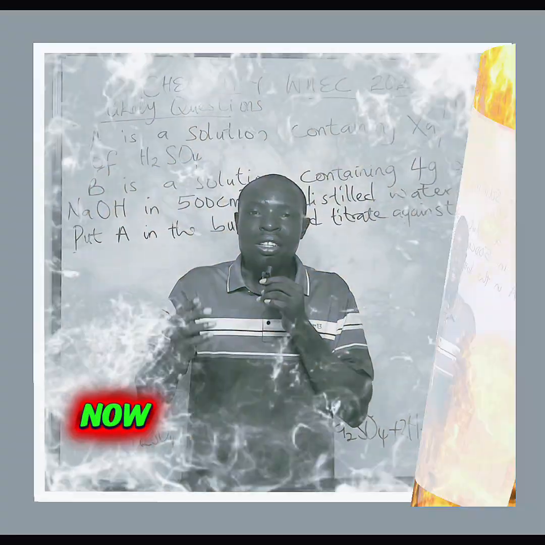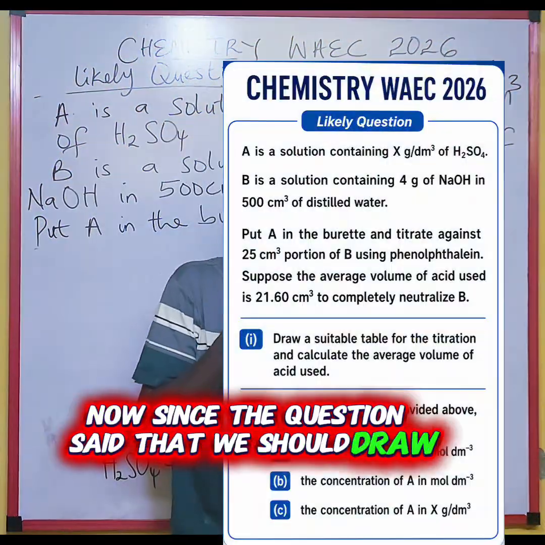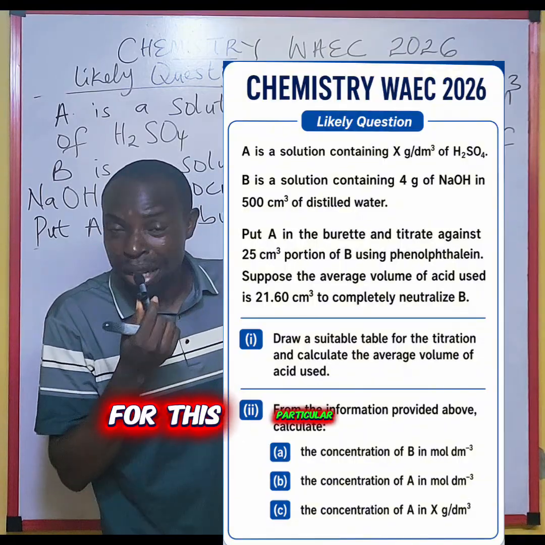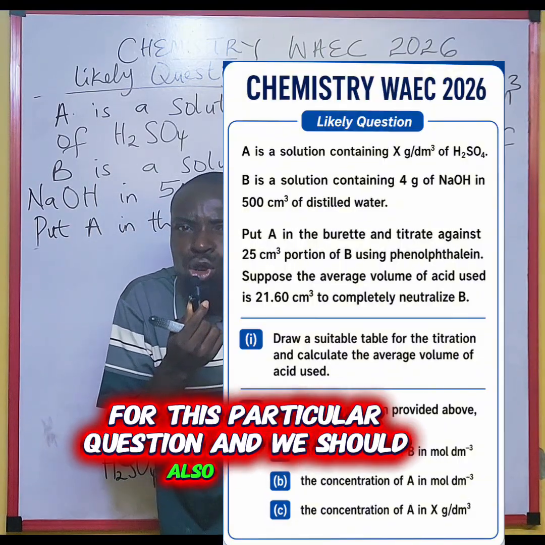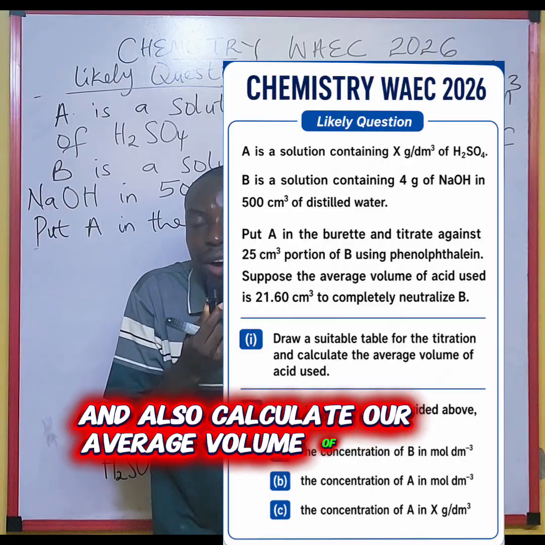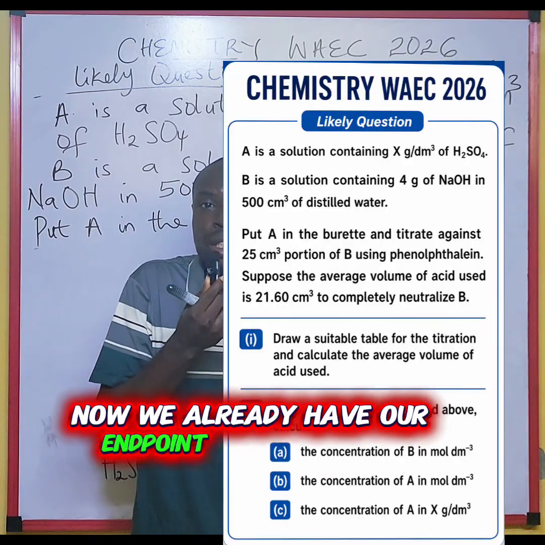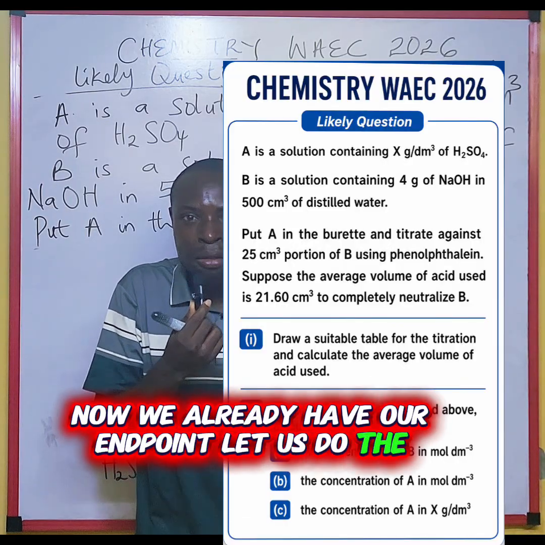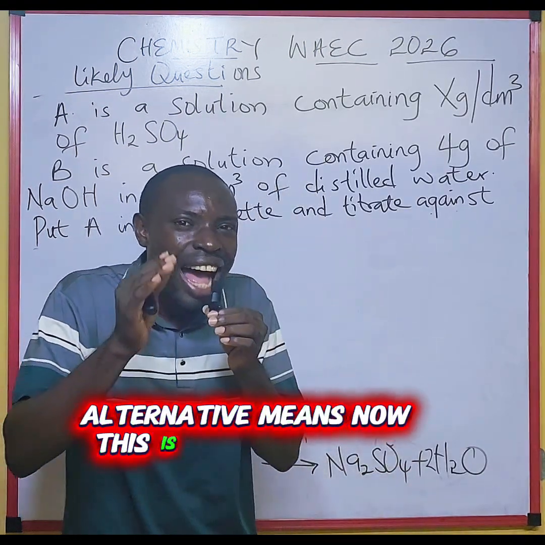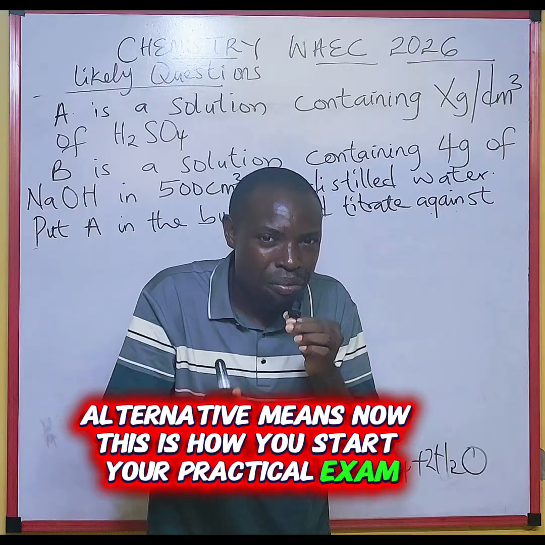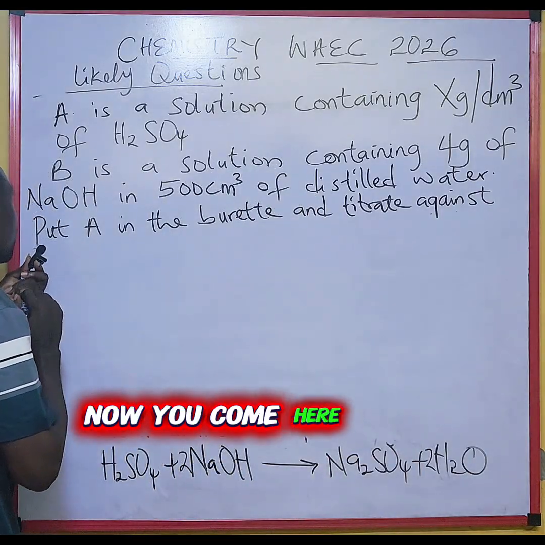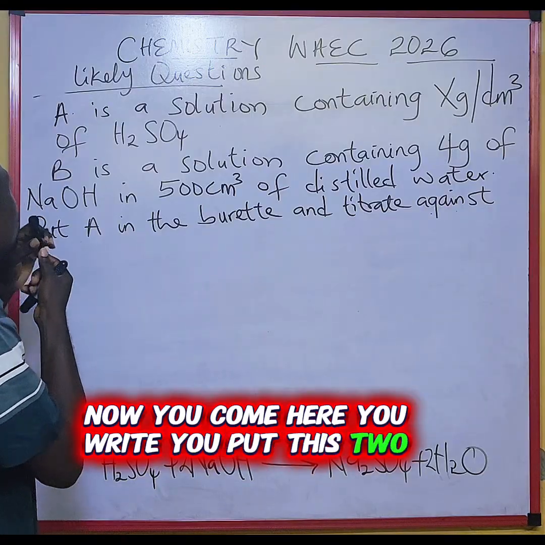All right, now since the question said that we should draw a suitable table for this particular question, and we should also indicate and calculate our average volume of acid used. Now we already have our endpoint. Let us do the table from alternative mix. Now, this is how you start your practical exam, right? This is how you start it. Now, you come here, you put these two down.